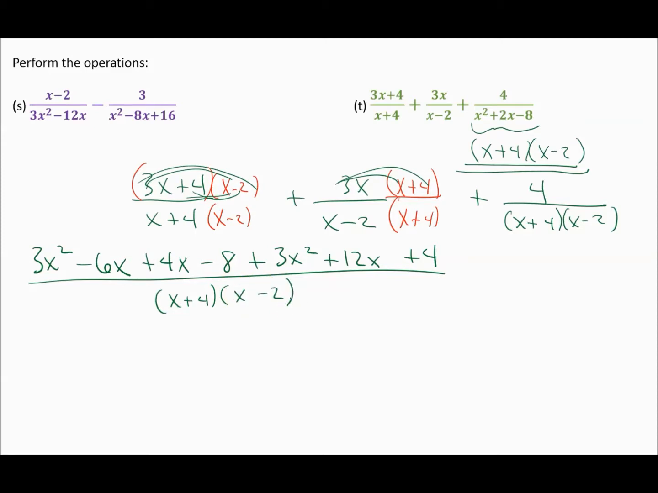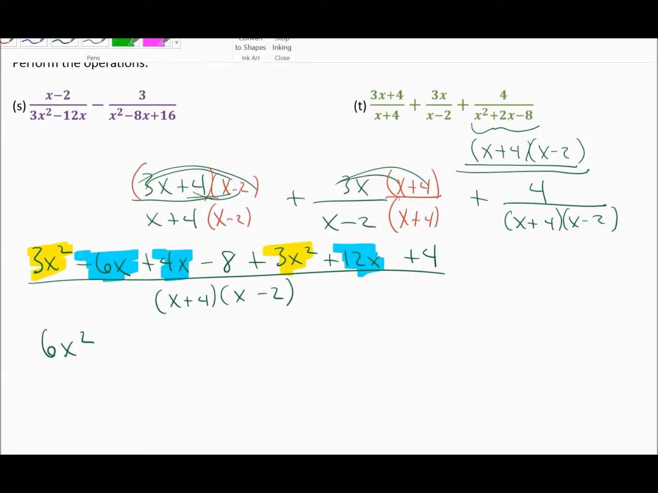Now I add like terms. I have a 3x squared and another 3x squared. So check it out, if I highlight these for you just to help out a little bit, those are like terms. So I'm going to add those together to get 6x squared. Now what other like terms do we have? I have a negative 6x, a plus 4x, and a plus 12x. So I'm going to combine those together. Negative 6 and a plus 4 is a negative 2. And then that negative 2 plus that 12 is going to be plus 10x.